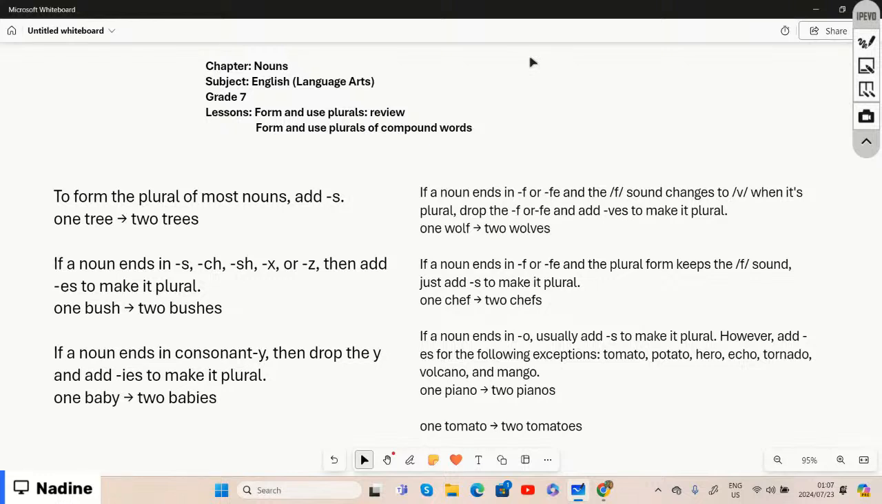And you get different forms of nouns. So in today's lesson, we are going to find out about plural nouns. You get singular nouns, which refer to one person, one animal, one place, one thing. And then we also have plural nouns, which refer to more than one person, more than one place, more than one animal, and more than one thing.